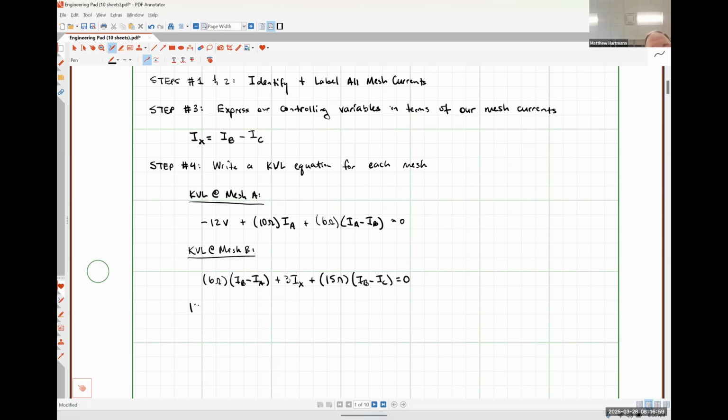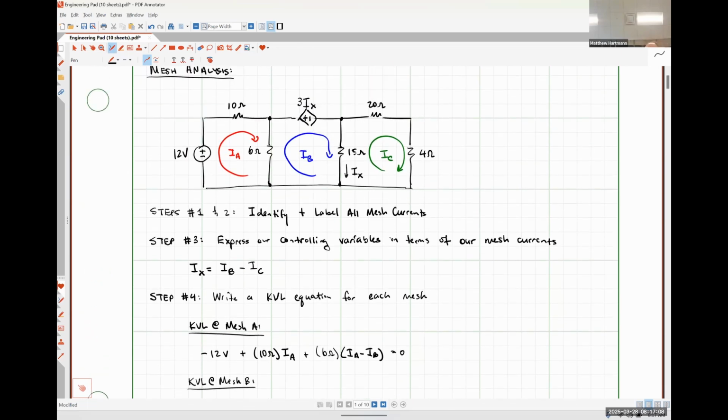And lastly, we're going to write our KVL equation at mesh C. So what's the first thing we see when we're following mesh current IC around? 15 ohms times IC minus IB.